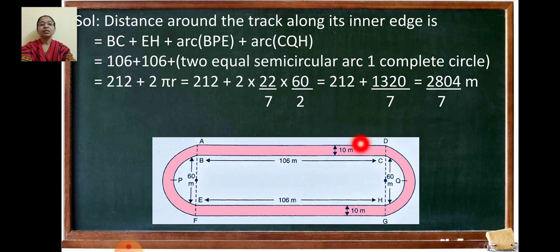Now we will find out the area of this pink color track. So the area of the pink track is nothing but, see here, from A, B, C, D. What is the shape of this part? It is rectangular in shape, where length is 106 and breadth is 10 meters. And the same type of rectangle is there in the down, EFGH. So we will add these two rectangles and then we will find out the area of this curved region. So let me tell you how we are going to do that.